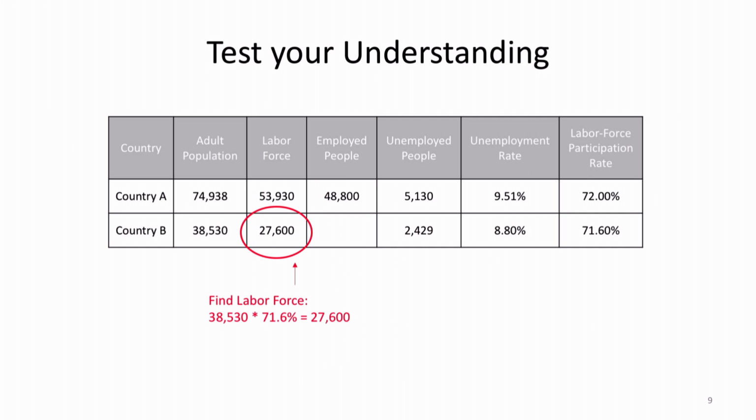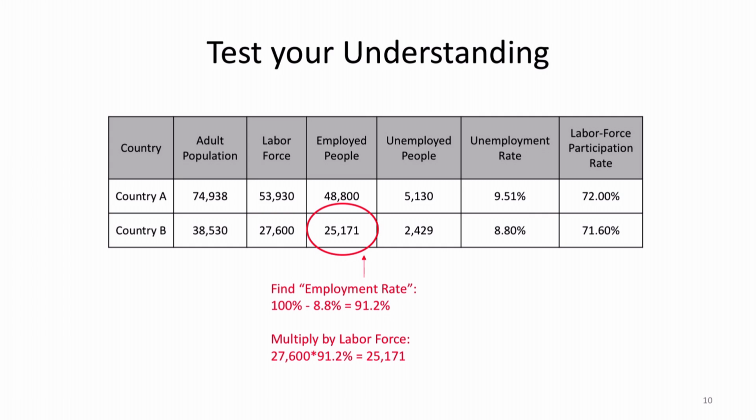Now, our calculations for country B. Here we can find the labor force by taking the labor force participation rate and multiplying that by the total adult population. That's giving us a labor force of 27,600 people in country B. Okay, and now we can calculate the number of employed people in country B.